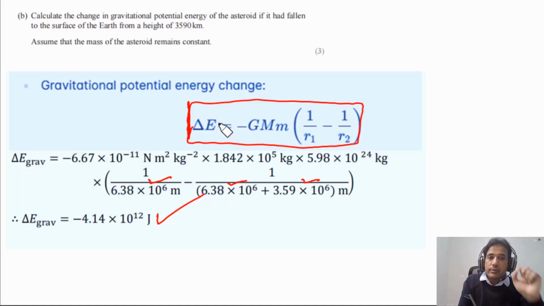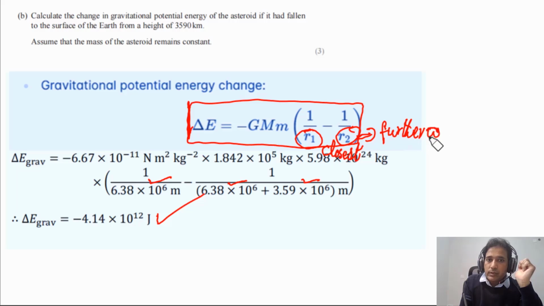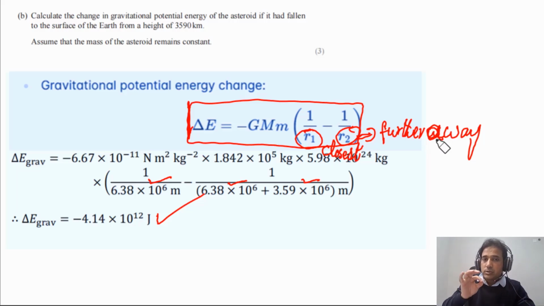If you simply remember this formula, what is this one? This is the closest distance. And this is further away. So you can also remember this formula, otherwise you should be able to derive it. Derivation is important because that will give you understanding.